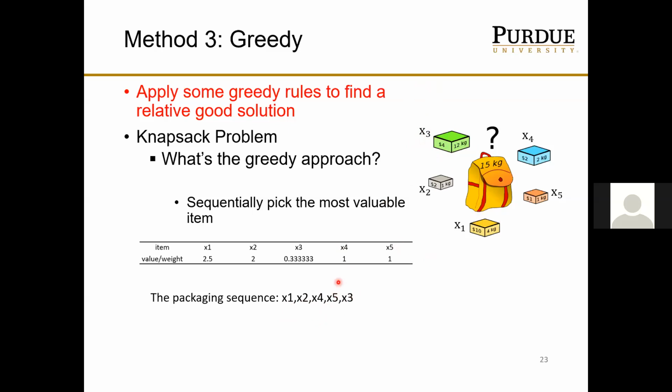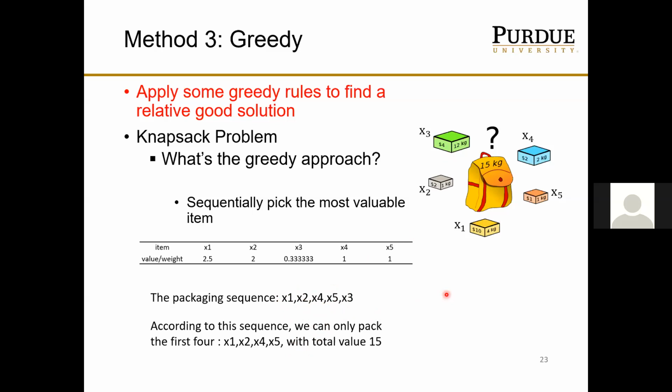For example, you pack X1 into the bag, and X2, X4, X5, and eventually you can see that you can only pack the first 4, right? X3 is too large, you cannot pack it. So that's the way we form this kind of algorithm. It's pretty simple, right? It's greedy, actually.